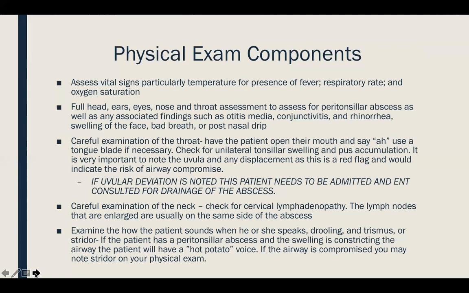If the patient has a peritonsillar abscess and the swelling is constricting the airway, the patient will have what's known as a hot potato voice. If the airway is compromised, you may note stridor.